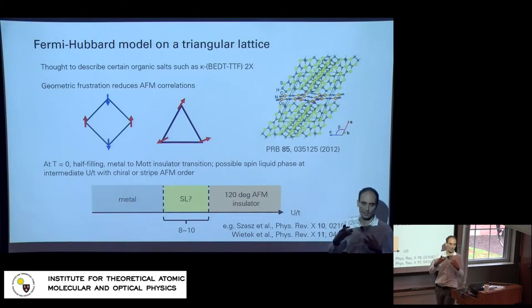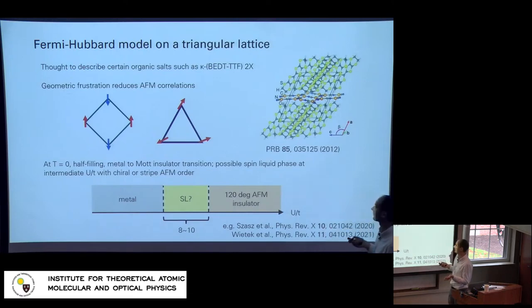So there has been intense theoretical research looking at the ground state properties at half filling of these triangular lattices, and it is still debated what kind of transition you get from a metal at low U over T to an insulator at large U over T. There might be some spin liquid phase in between, with maybe some chiral or stripe AFM order, and this is still kind of an open question.